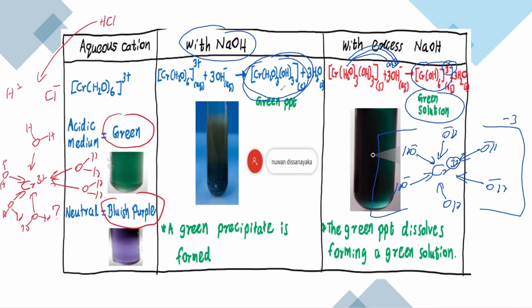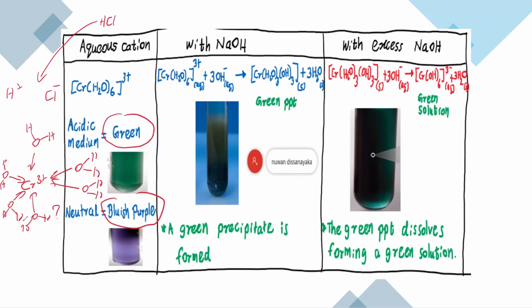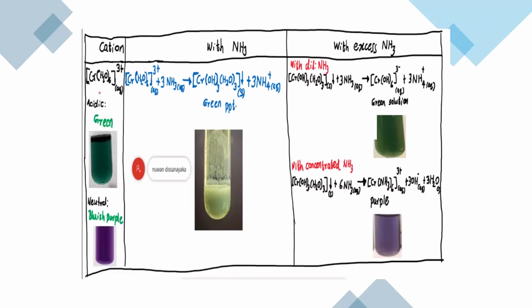So the summary here is, for chromium 3 plus ion, if we add sodium hydroxide, you get the green precipitate. With excess, you get a green solution. Or you can do this one with ammonia also. When you add ammonia to chromium 3 plus ion, first, just like with sodium hydroxide, you get the green precipitate. 3 water molecules will lose their protons.